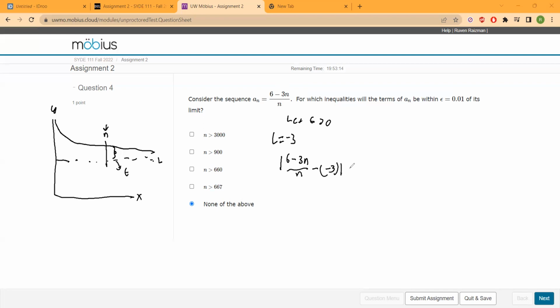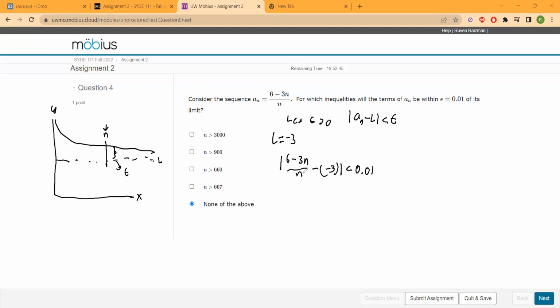Absolute value is smaller than epsilon, or in our case, 0.01. And where did I get this from? Well, that comes from our general expression that we would need to use, which is going to be our sequence. So the distance between our a_n and our limit should be smaller than our epsilon. And that's what I did here. So this is our sequence, this is our limit, and this is our epsilon.